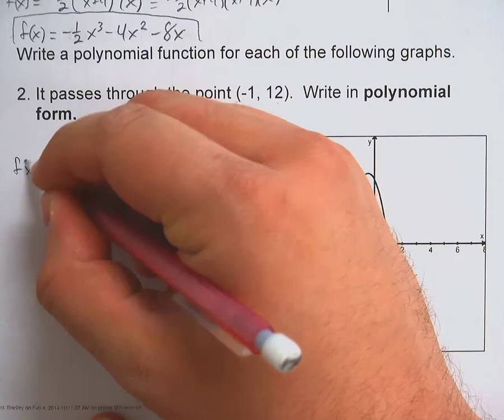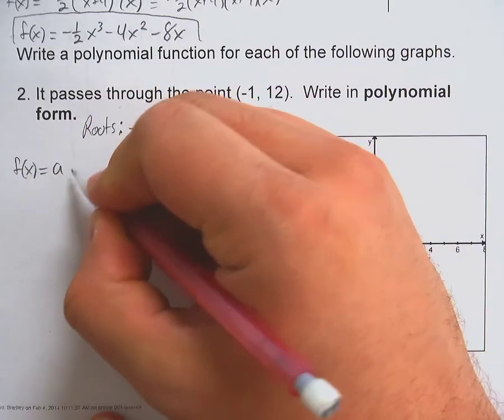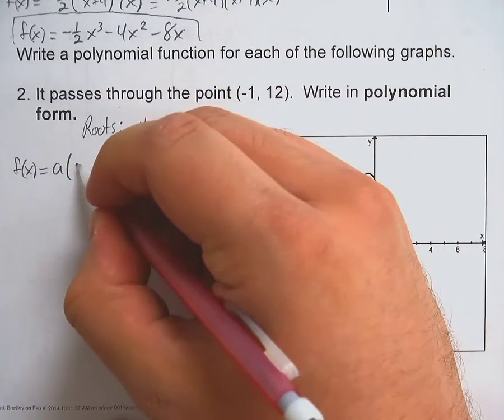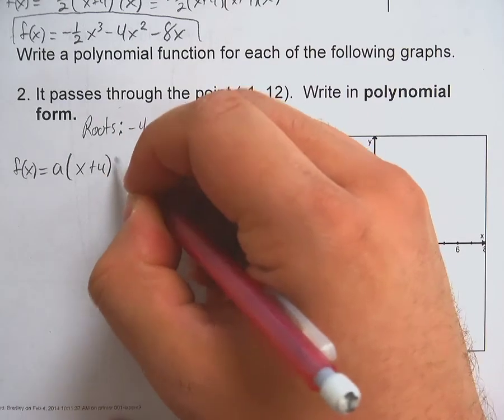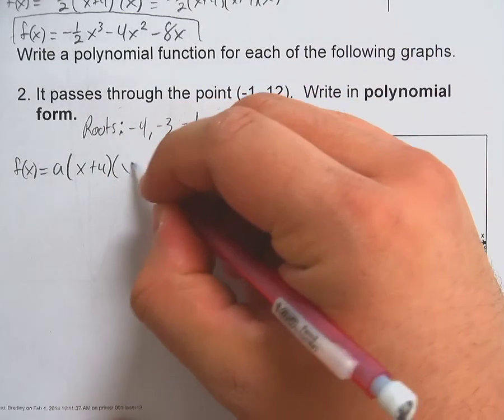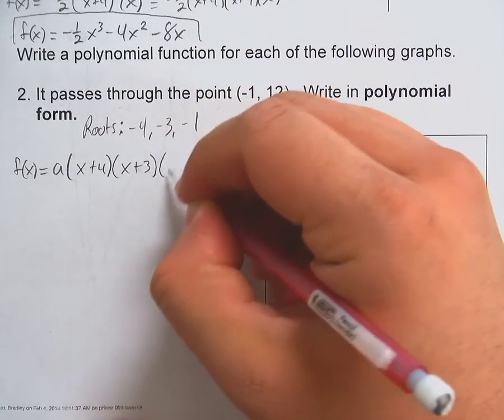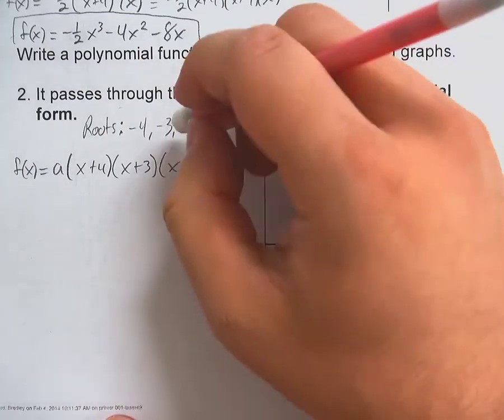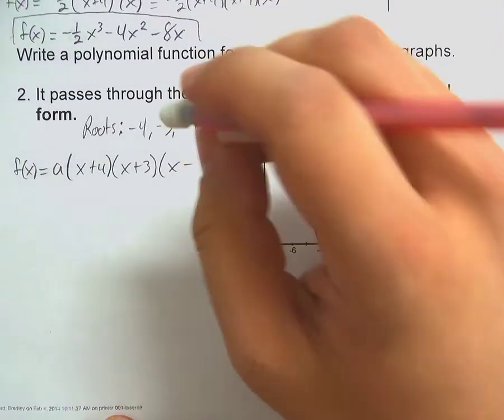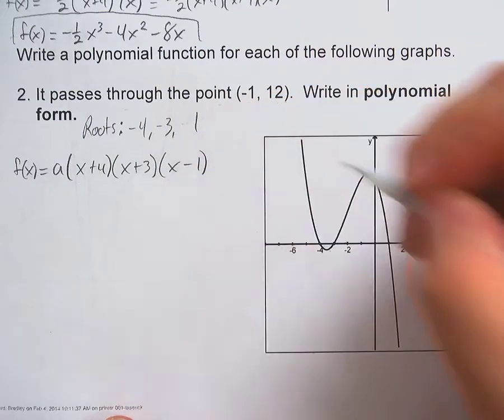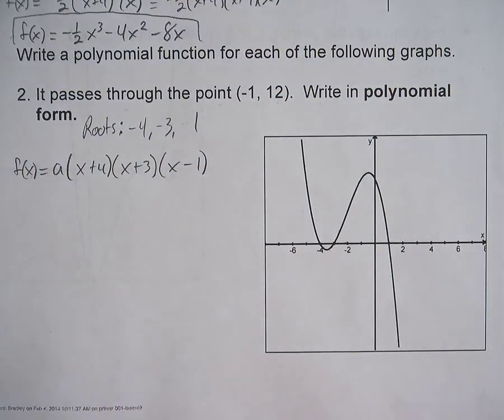So let's set this up here. F of x is your a value. This will be x plus 4, x plus 3, and x minus 1. That's supposed to be a positive 1 right there. Apologize about that.